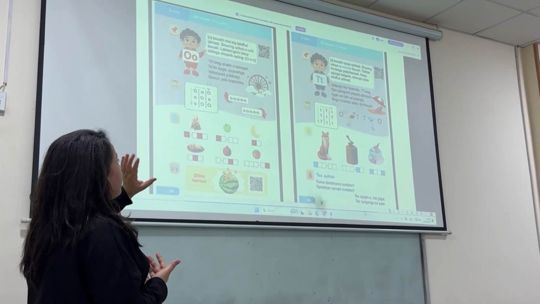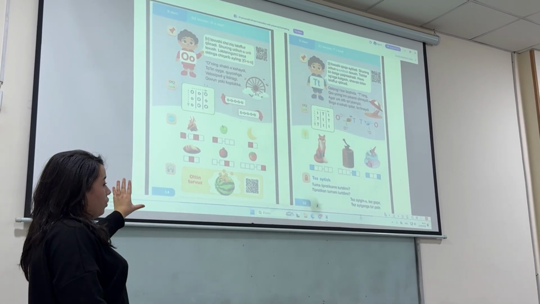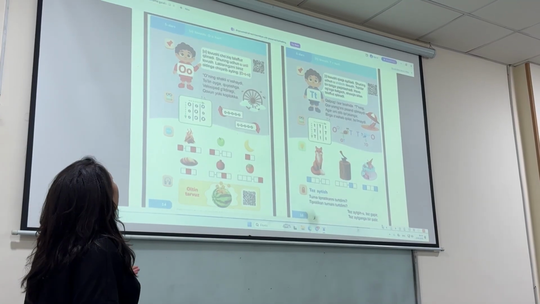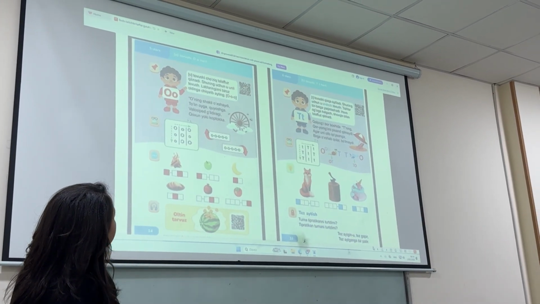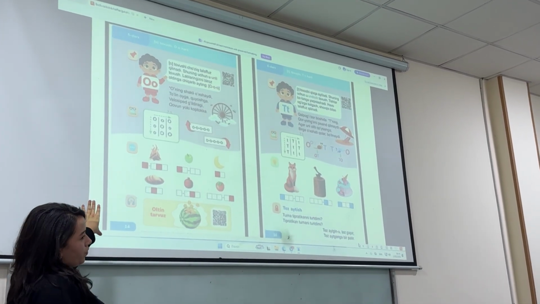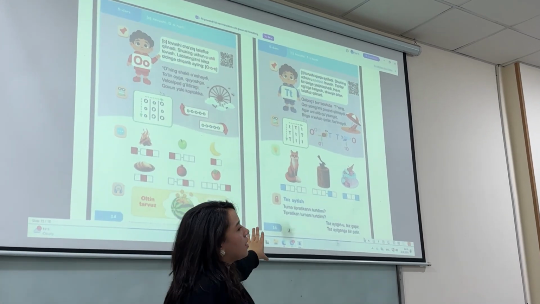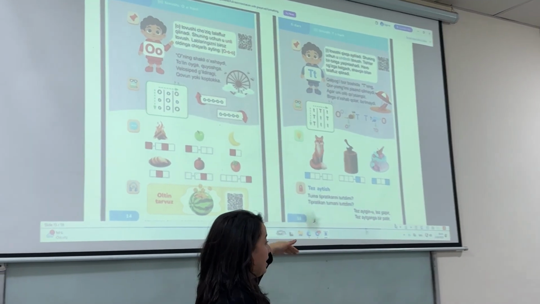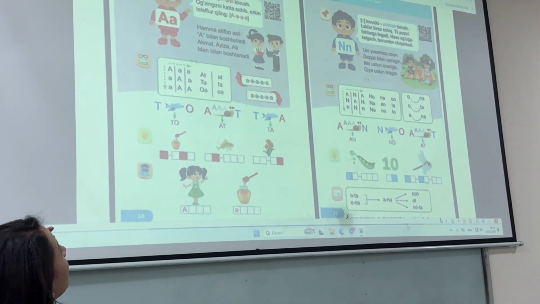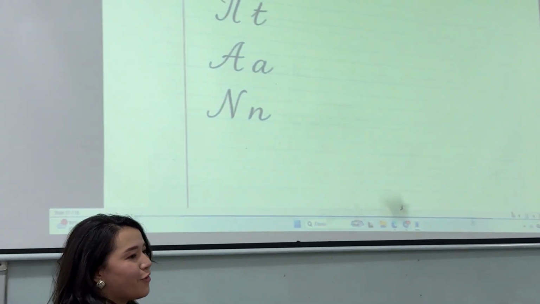Here are exercises from our book, from our subject. We can see the letter O. And this one? T. T. And the other, this one? A. And this one? M. M. Thank you for your attention.